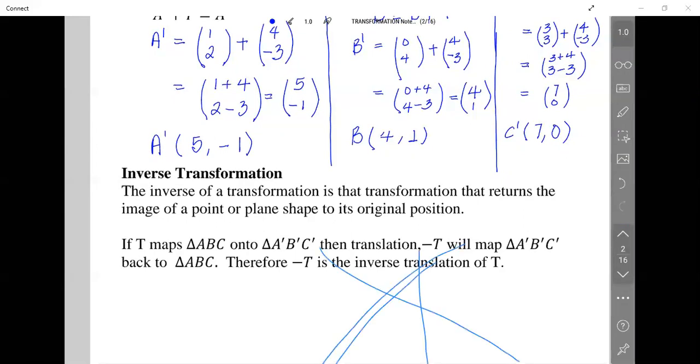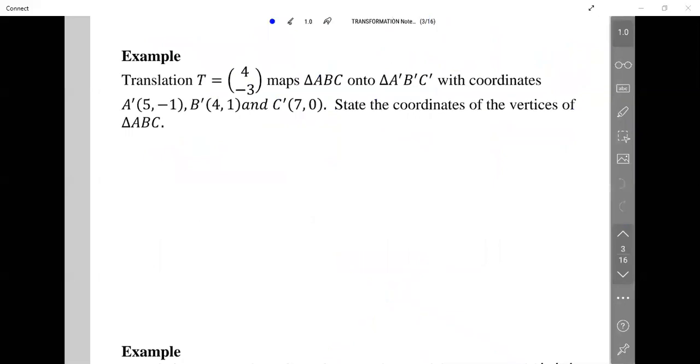All right, let's turn the page. Here's an example. This would probably be example 2. Example 2 says translation T, which is (4, -3), maps triangle ABC onto triangle A prime, B prime, C prime, with coordinates A prime (5, -1), B prime (4, 1), and C prime (7, 0). We're to state the coordinates of the vertices of A, B, and C.